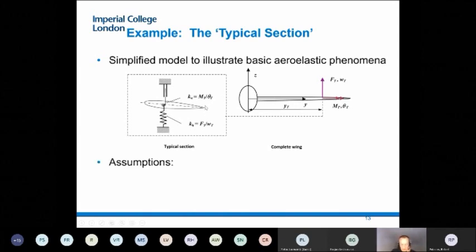And then when you write the typical section problem, basically what you have is a basic aeroelastic system on which, if you wish, you can attach a flap. And then you have a typical aeroservoelastic system.